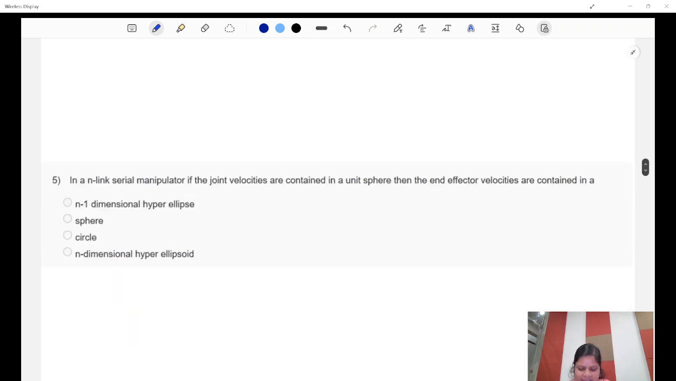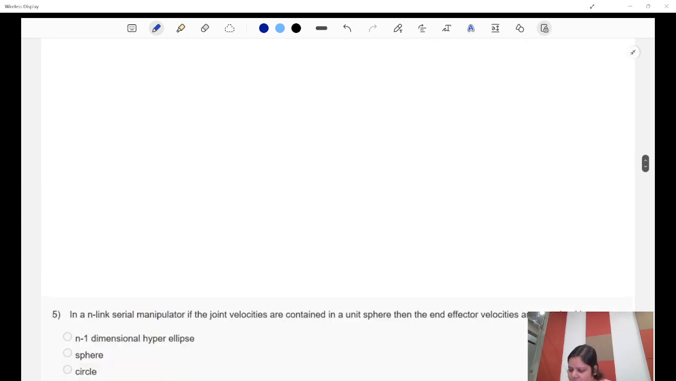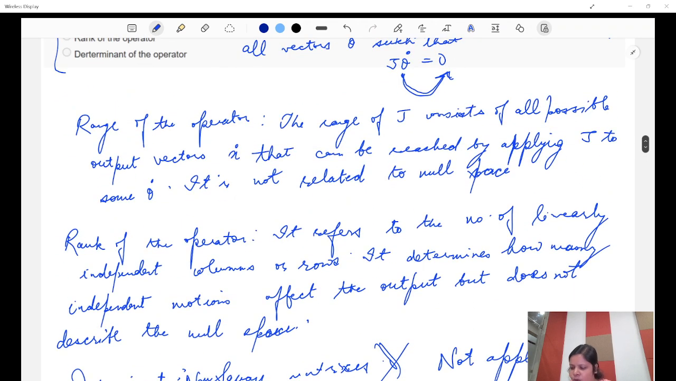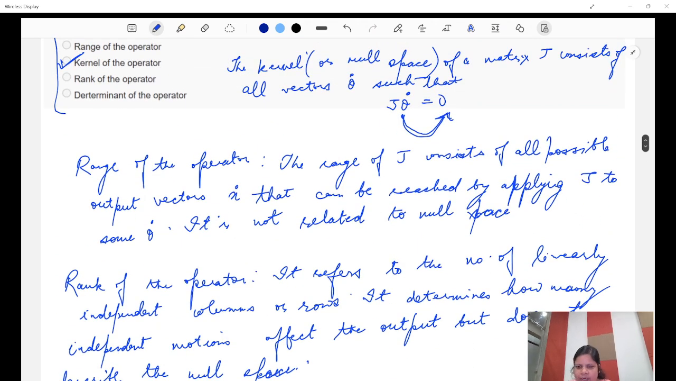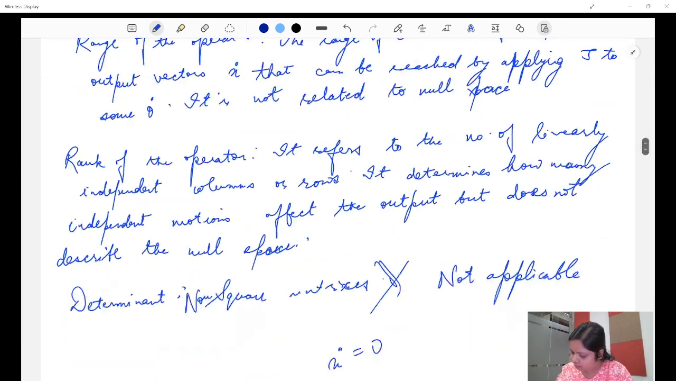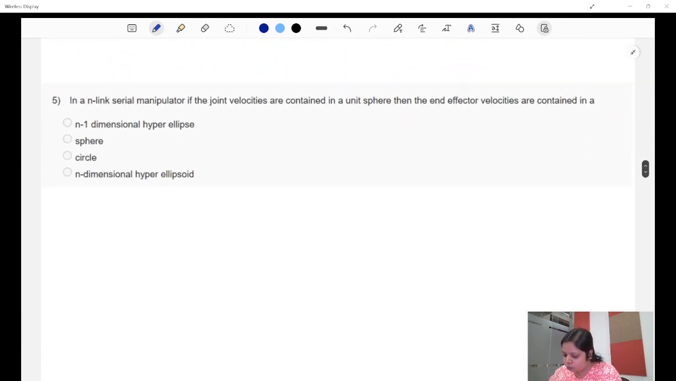Fourth question is clear, right? You understood what is range, determinant. You already know what is rank of the operator and why it is the kernel of the operator in which we are interested and not in the other things, because we want to see how the joint velocities actually map into no motion of the manipulator. All right, now let's move to question 5.